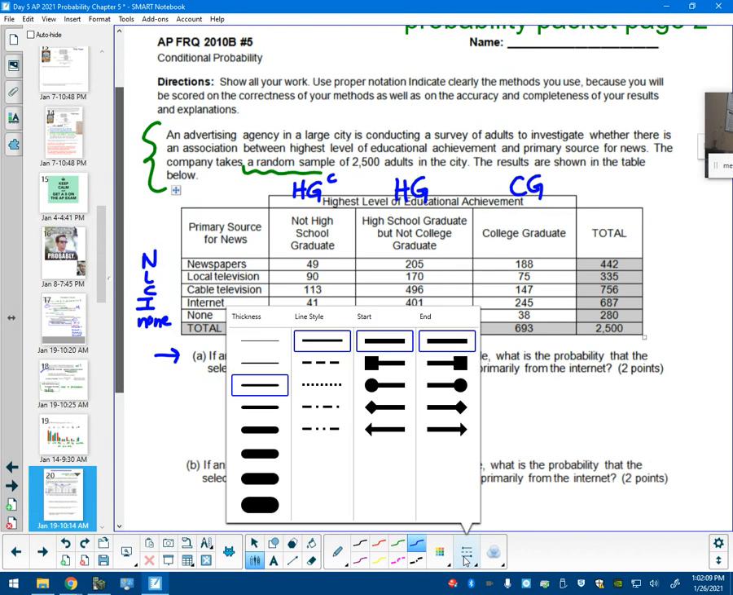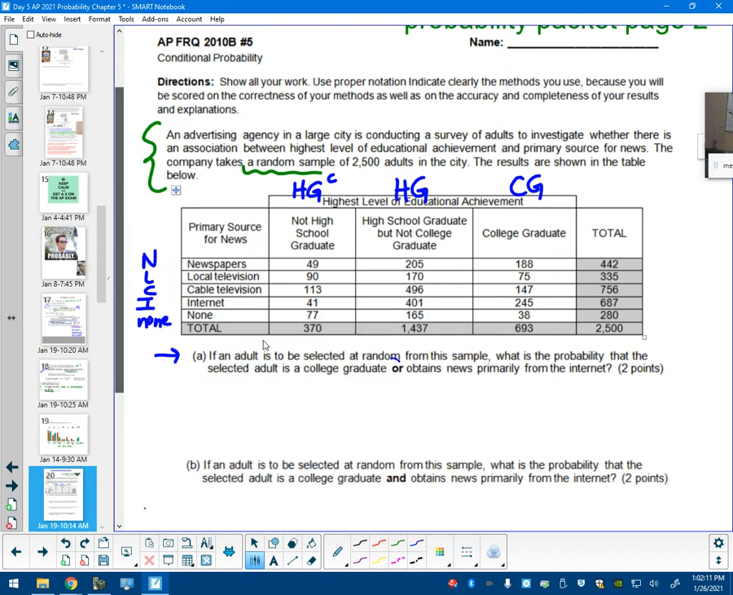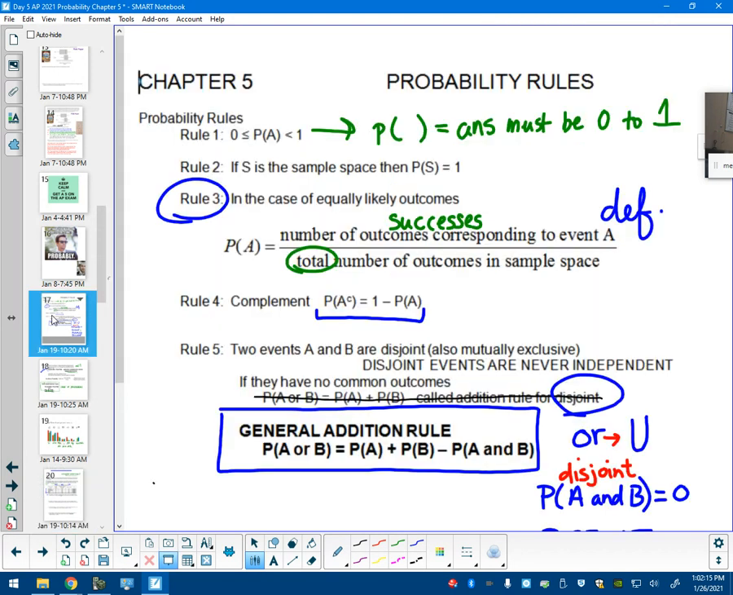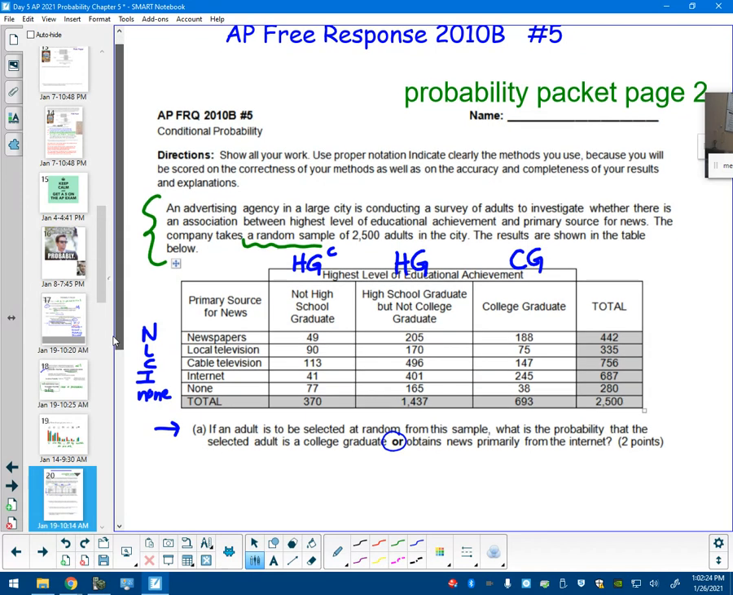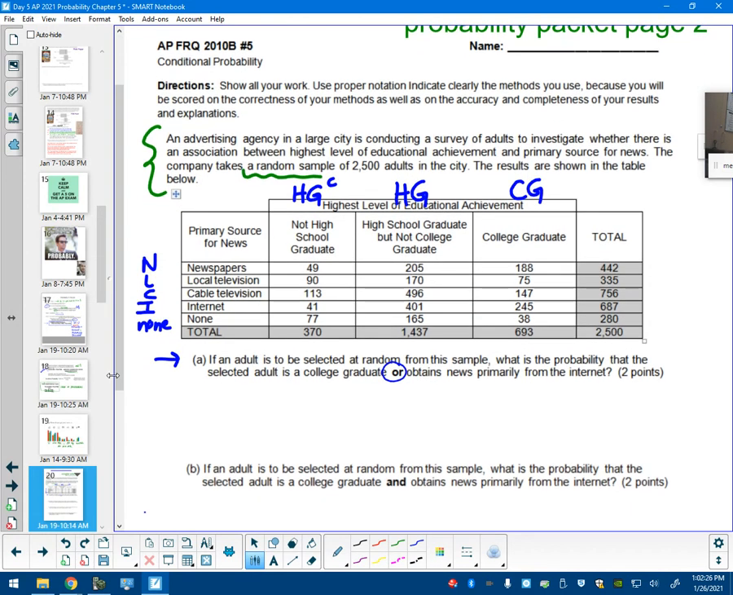All right, this is an or. And if we go back to our formula sheet, our or is right here. It's called the general addition rule. And Henry, are you able to take the rule that's on that paper and change it into our abbreviations up here? The probability of what?